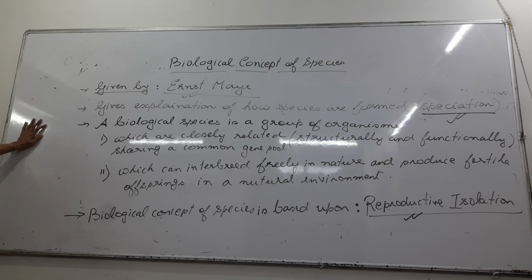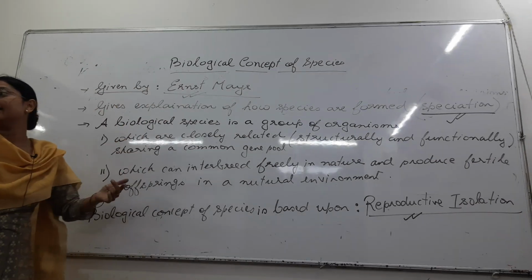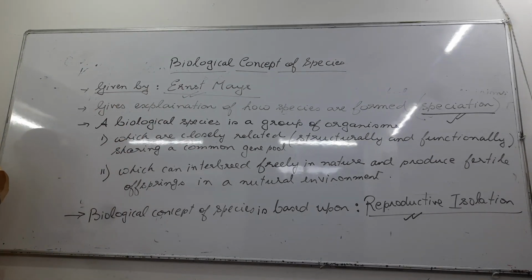So we have something called the biological concept of species. This is nothing but a definition, or a concept, given by a scientist called Ernest Mayr. We have already studied what a species is, in the last class. Today we are studying the biological concept of species, meaning how will you define species biologically? This is a proper concept given by only one scientist, Ernest Mayr.